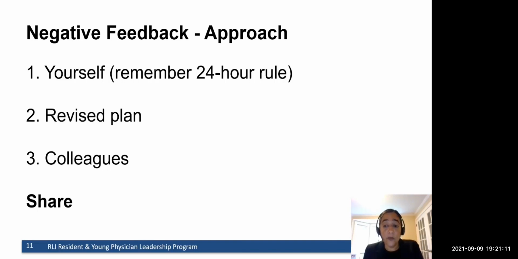Then you want to revise your plan. You want to be as responsive as possible to negative feedback. So think about what you can do in this case to shorten your reports and make changes.